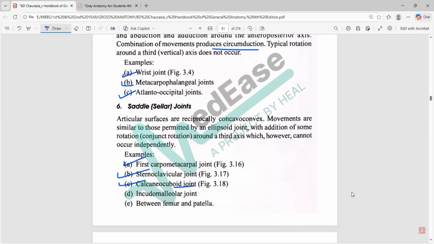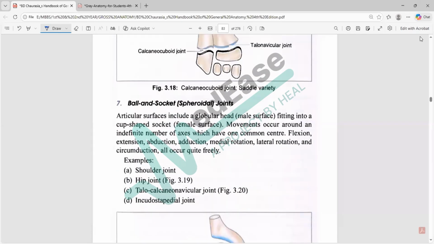Then the ball and socket, the most common and the discussed joint, which allows the movement in every possible plane present. This includes shoulder, hip, and incudostapedial joint, which is present in the inner ear bones mainly.